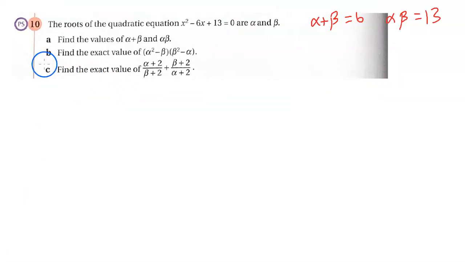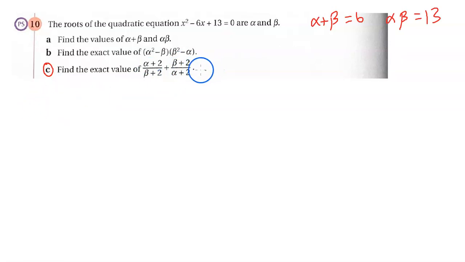Alright, let's move on to part C now. Find the exact value of alpha plus 2 over beta plus 2 plus beta plus 2 over alpha plus 2. Again, we're supposed to do this without just calculating alpha and beta here. So getting used to the algebra tricks. And the algebra trick, we can just combine it into a single fraction. So alpha plus 2 squared plus beta plus 2 squared divided by alpha plus 2 times beta plus 2.